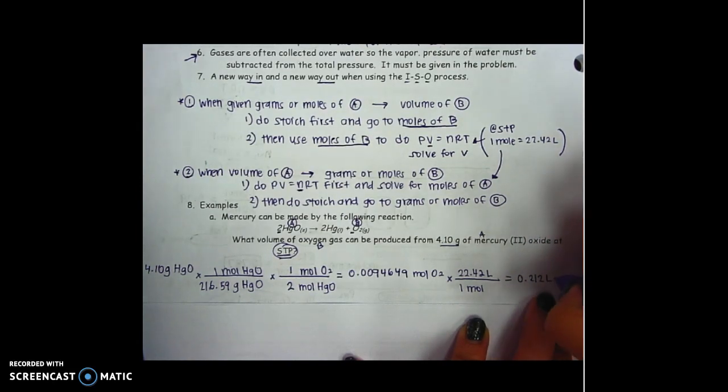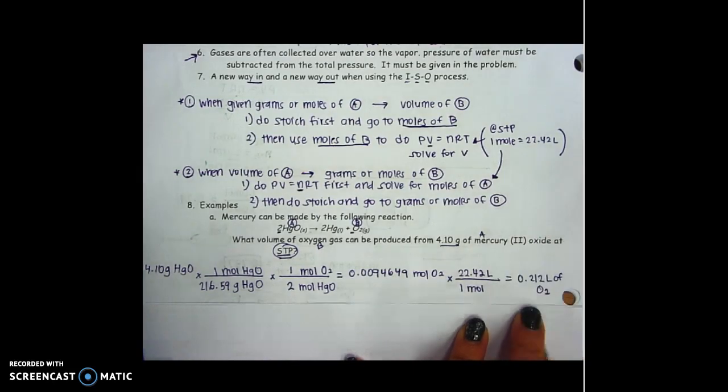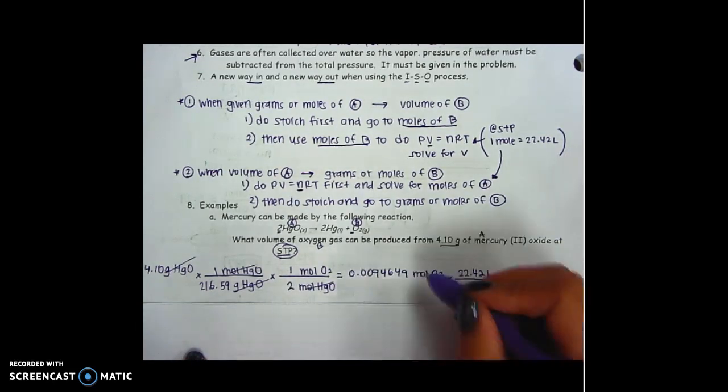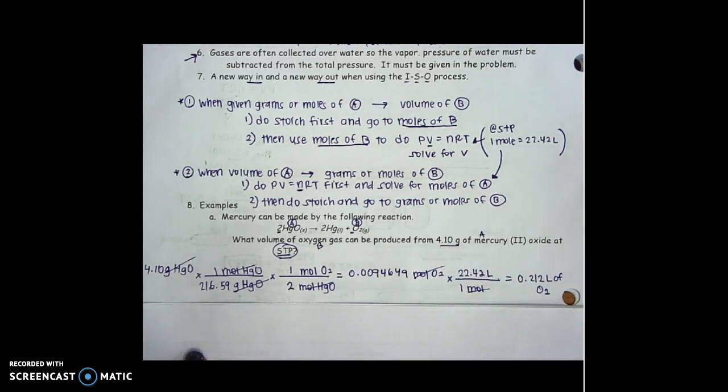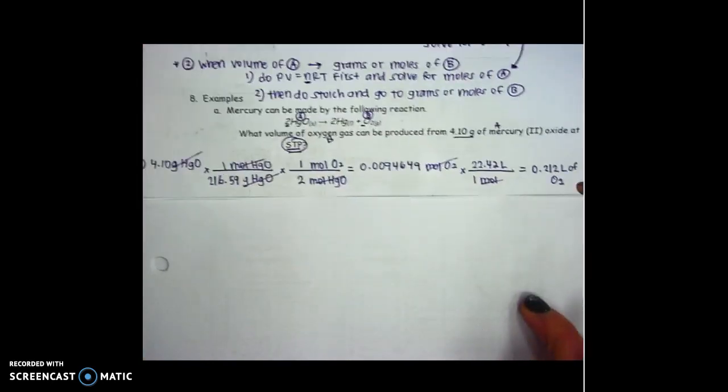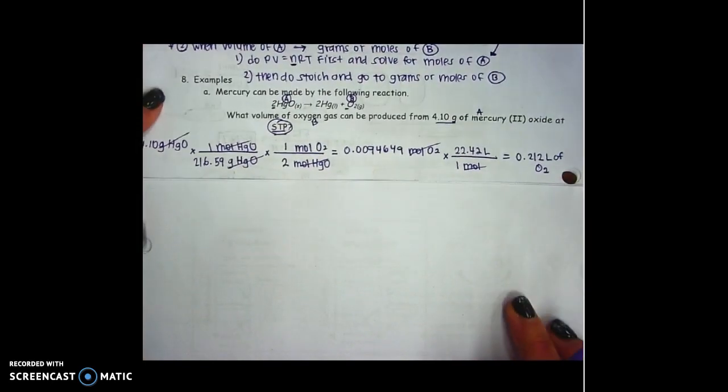0.212 liters of O2 is our final answer for that. Make sure you look at how all of our units are canceling out. The moles cancel and we end up with liters at the very end. Some people prefer to just tack this on into the original stoich setup too. That's totally fine, but just note that we're making use of the shortcut.